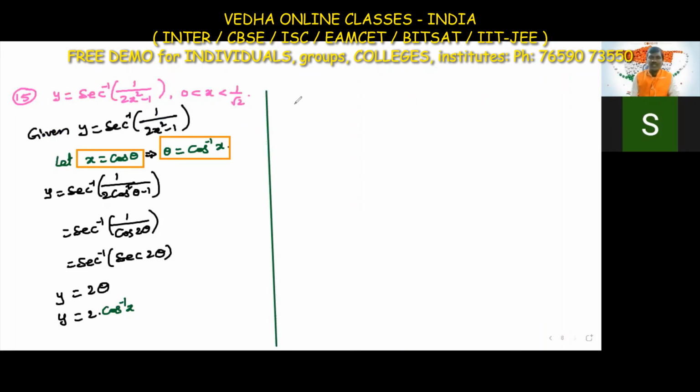So now y is equal to 2 into cos inverse x. Now I am differentiating with respect to x on both sides. Then what we get here: d by dx of y is equal to 2 into d by dx of cos inverse x. What is d by dx of cos inverse x?